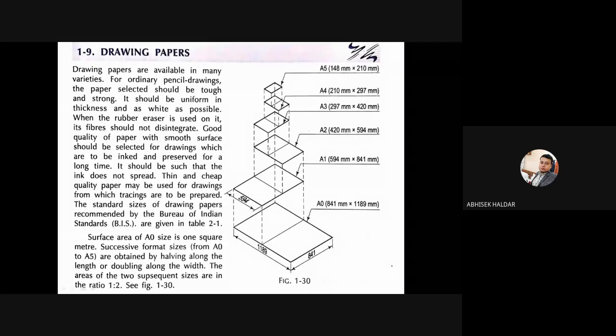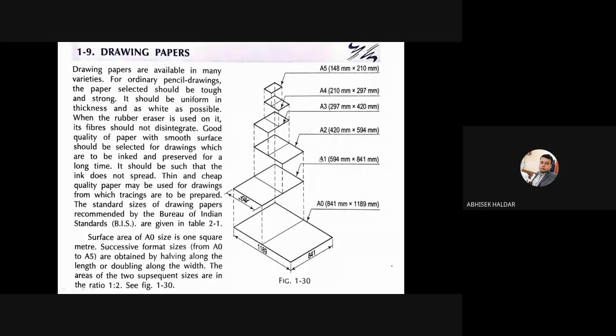In the same fashion, see the figure. If I divide the length of this A1 drawing sheet into two equal parts, I get A2 size paper. The width of A1 becomes the length of A2. Similarly it goes on, and the A4 size that we use is 210 multiplied by 297. This is the approximate size. You may find a difference of 1 or 2 millimeter, but this is the standard size.